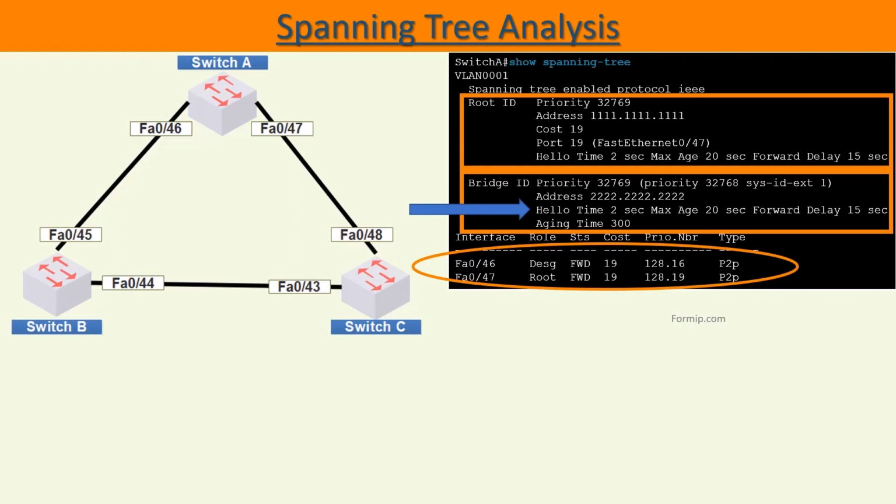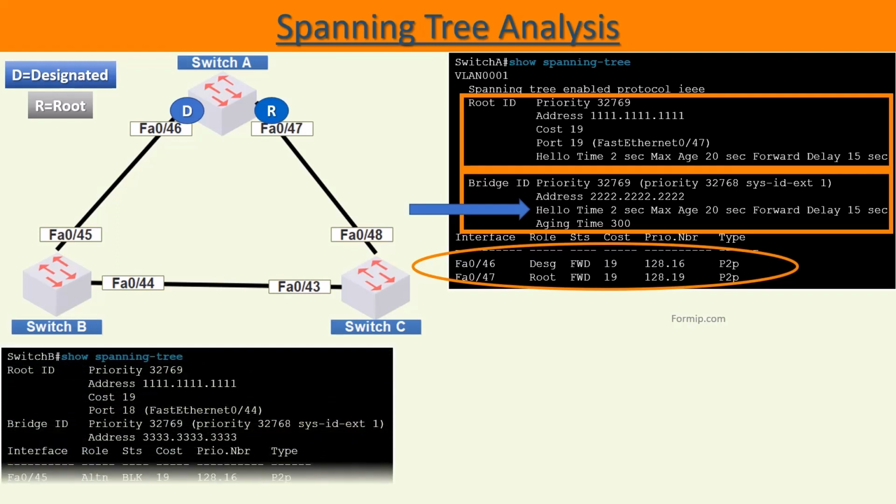Given that only non-root switches have a port that leads to the root bridge, we can conclude that switch A is not the chosen one. That is to say, it is not the root bridge, because port 47 leads to the root bridge. To get a good overview, I mark the FA0/46 port as the designated port, and the FA0/47 port as the root port.